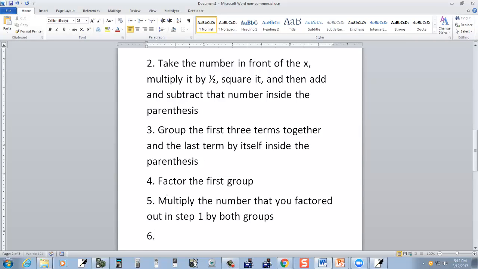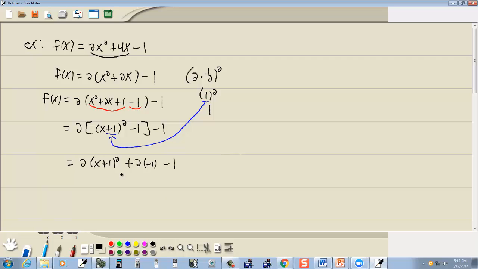And then step 6, simplify any numbers at the end. And what I mean by that is we have 2 times negative 1, which is negative 2 minus 1, which gives us 2 times x plus 1 squared minus 3. And this would be our answer. That's the vertex form, or standard form.